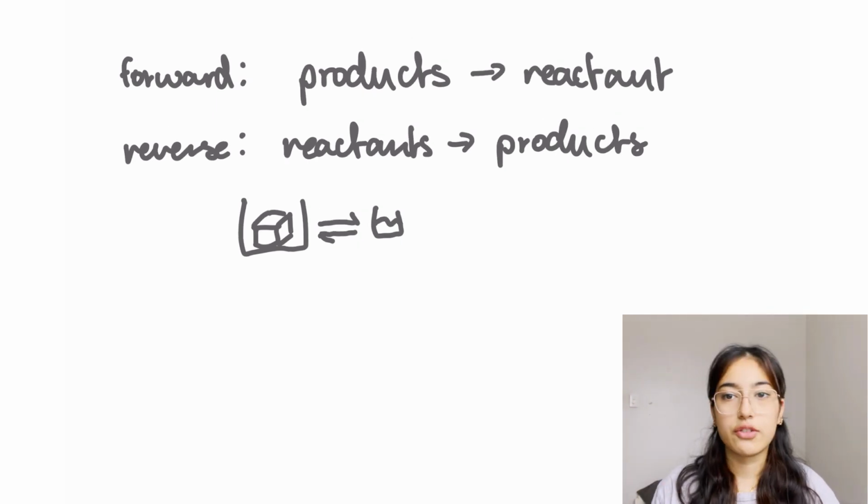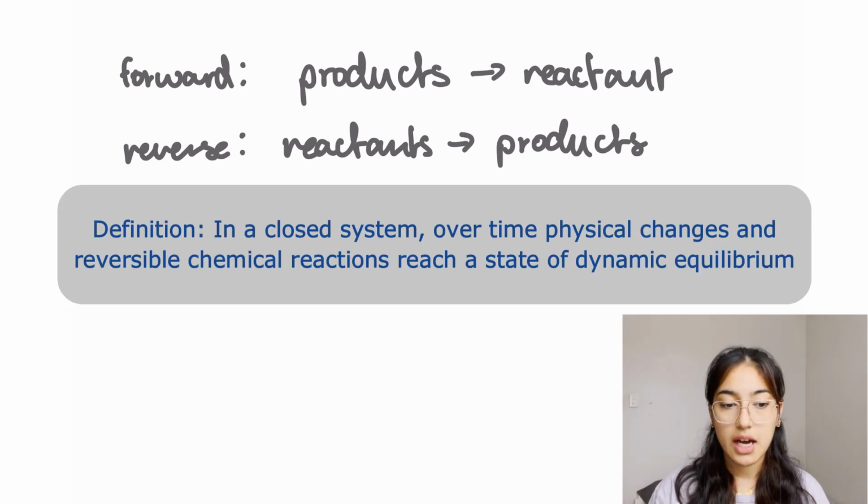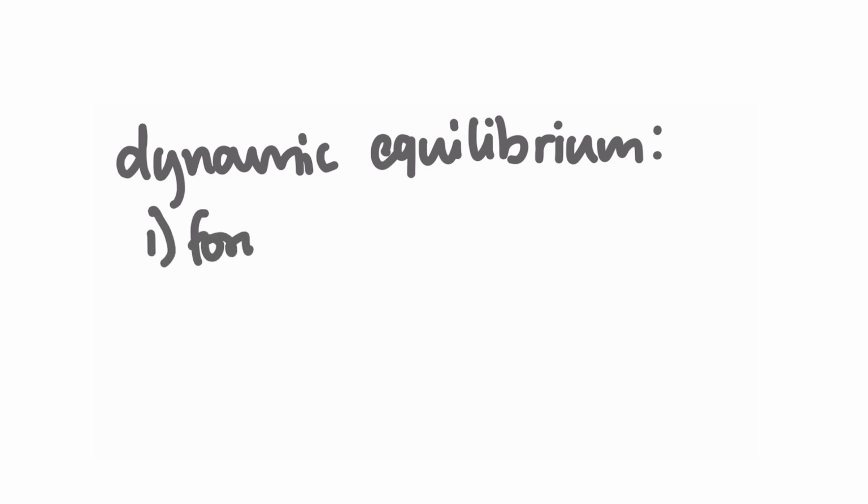Okay, so what is the official definition for this that you need to know for your exams? In a closed system, over time, physical changes and reversible chemical reactions reach a state of dynamic equilibrium. Okay, so the important words here are dynamic equilibrium. And what that basically means is that the forward reaction and the reverse reaction are occurring at the same rate.